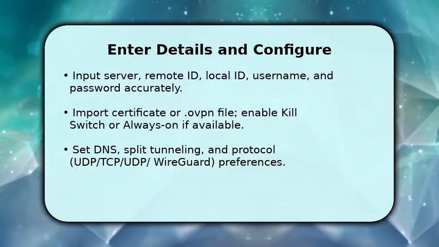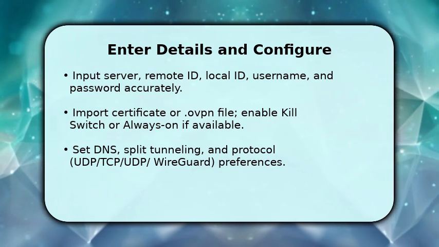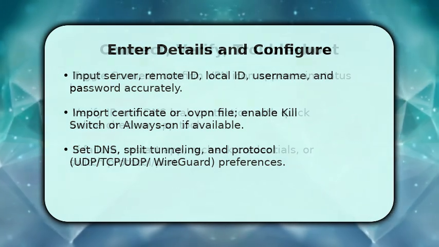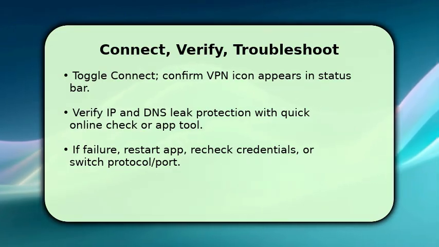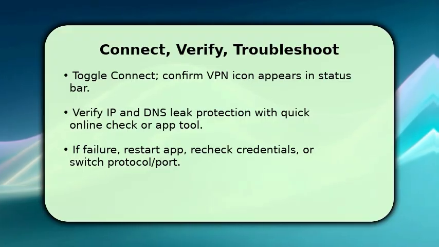Finally, you connect and validate that the VPN is working as intended. Tap Connect and look for the VPN icon in the status bar, then verify your new IP and DNS behavior using the app's diagnostics or a simple leak test.